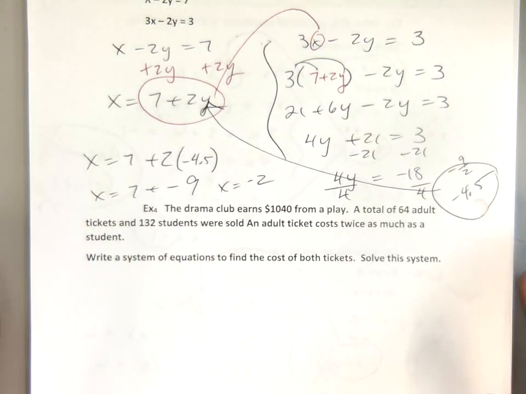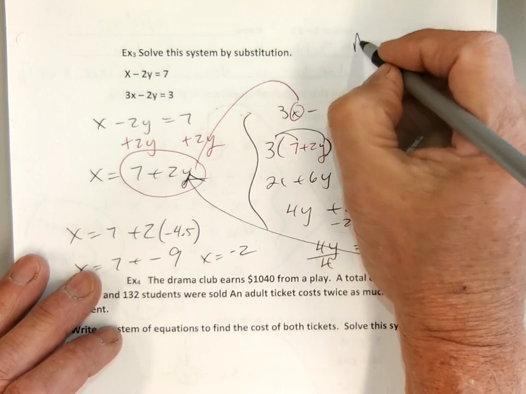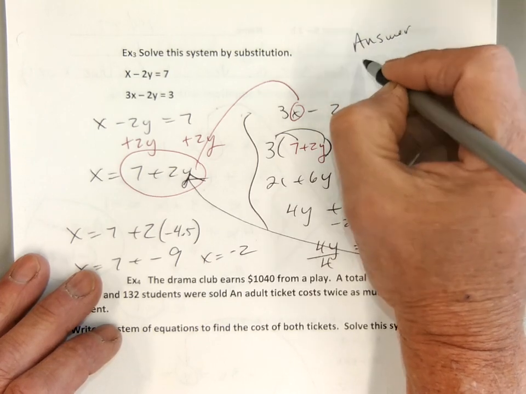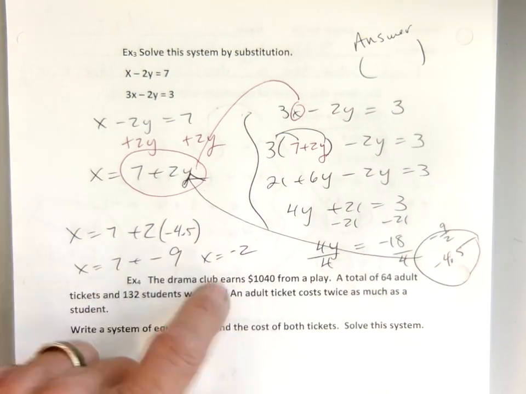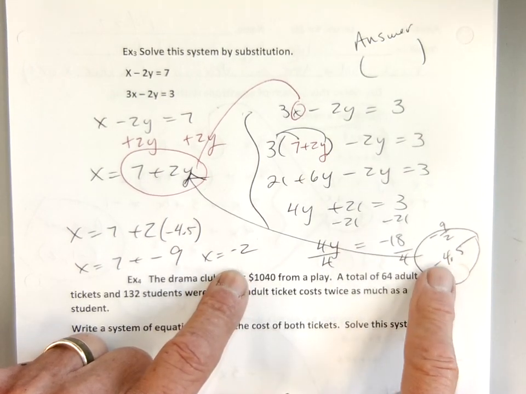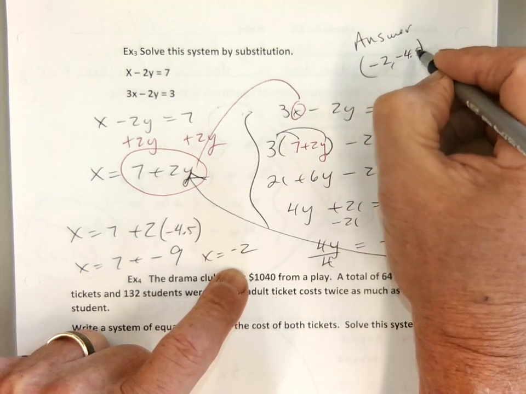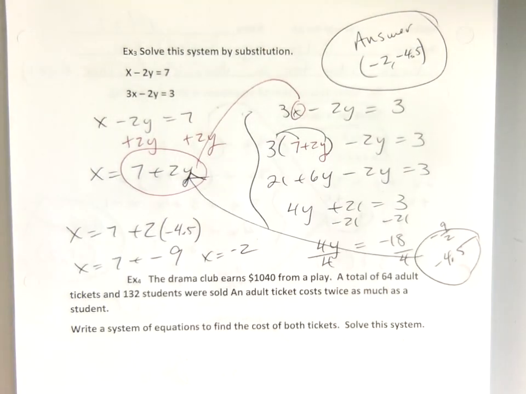My answer, may have to scoot my answer up here because I'm running out of room. My answer is a point, negative 2, negative 4.5, right? X, y: negative 2, negative 4.5. How am I doing? Doing okay? Awesome. More thumbs up. I'm feeling better all the time.